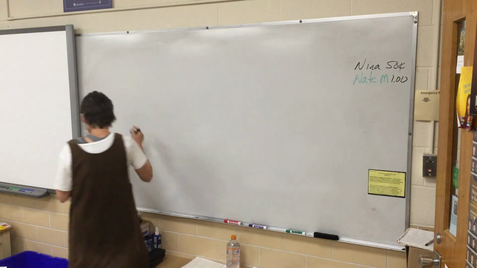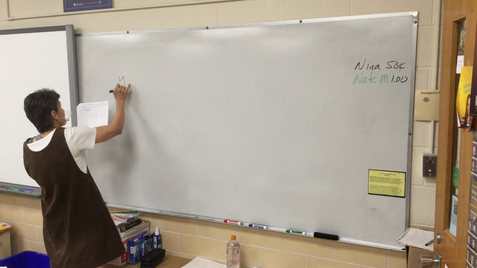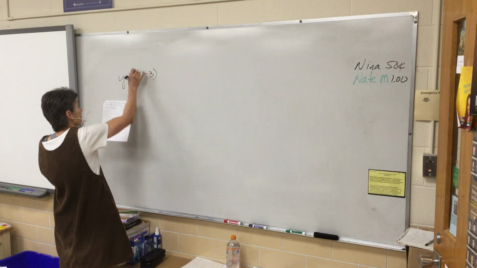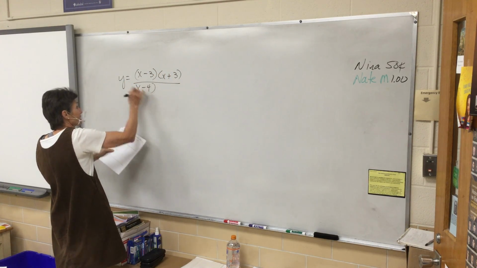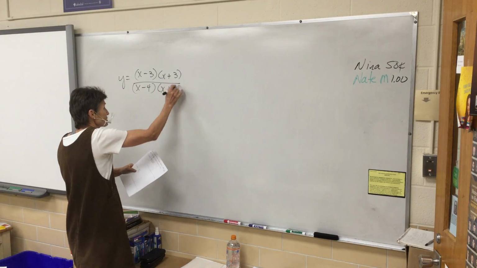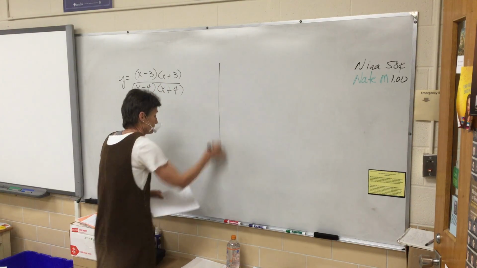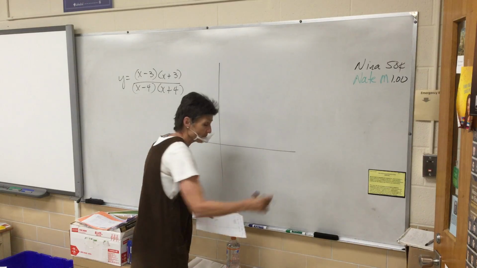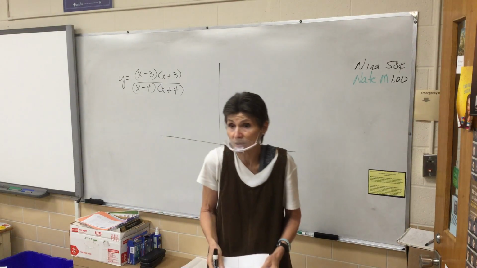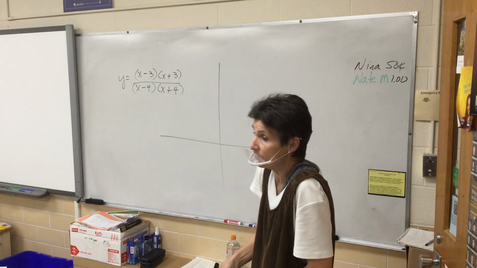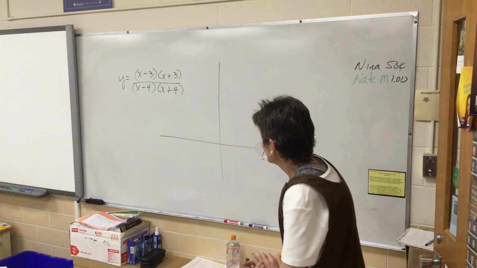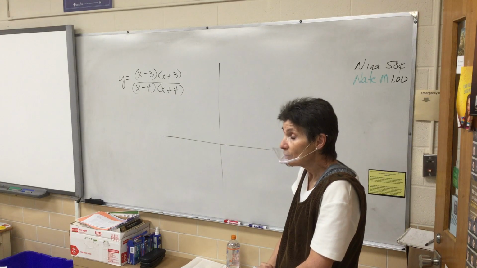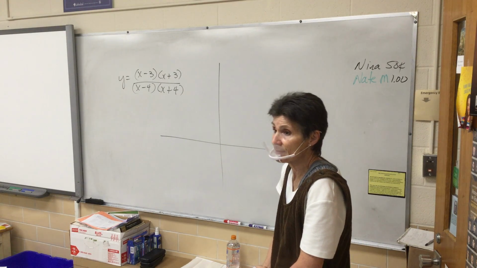So number 2 on page 3 says (x minus 3)(x plus 3) over (x minus 4)(x plus 4). Nothing is going to cancel, which I don't know if that's bad news or good news. It just means we don't have any holes. So this problem will have no holes. However, it does have asymptotes and it does have intercepts.